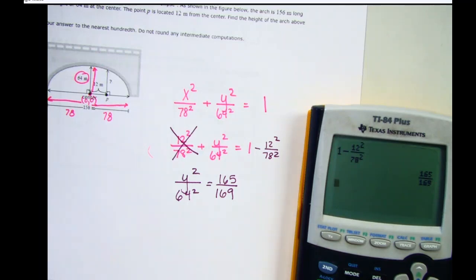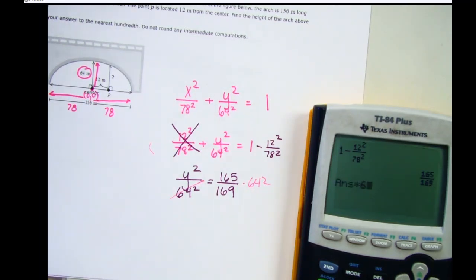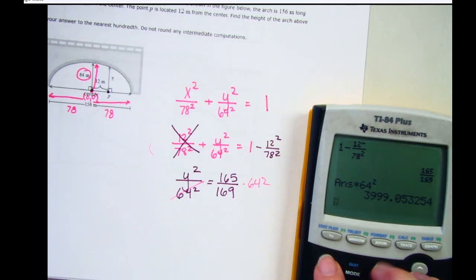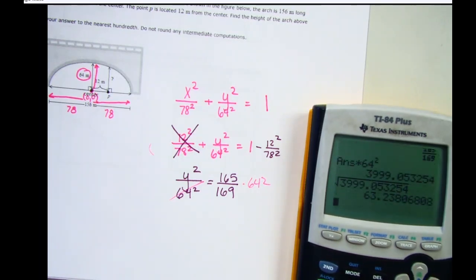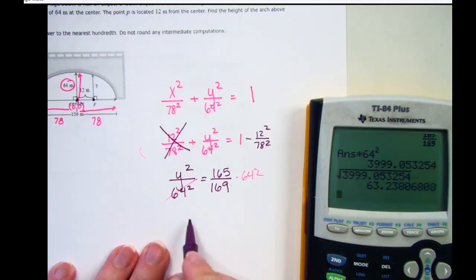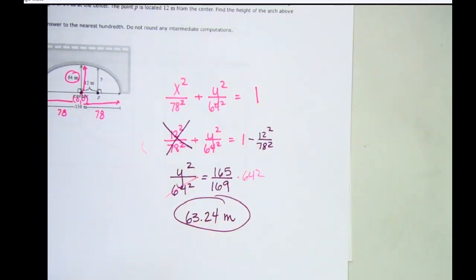Let's see, times both sides by 64 squared. So that's gone. Went from a fraction to a decimal. And then, like Britton said, to get my y value, I need to take the square root of that, right? Square root of that guy. All right. When we go over 12 meters from center of that bridge, the height up to the top of the arch is 63.24 meters, rounded to the nearest hundredth. So again, just remember to pay attention to whether you're solving for x or y on those.